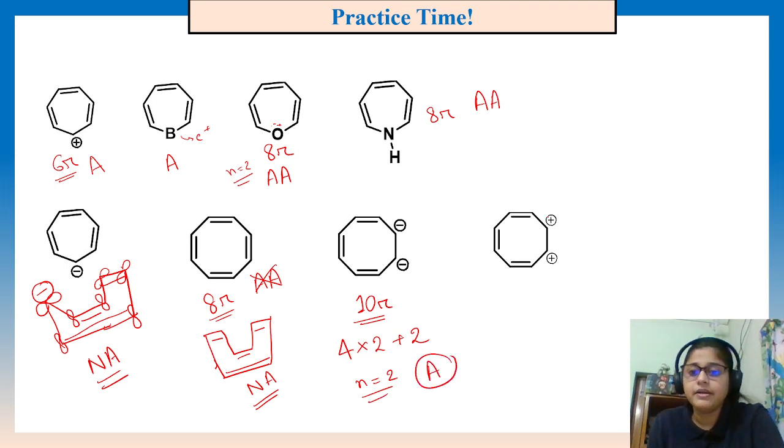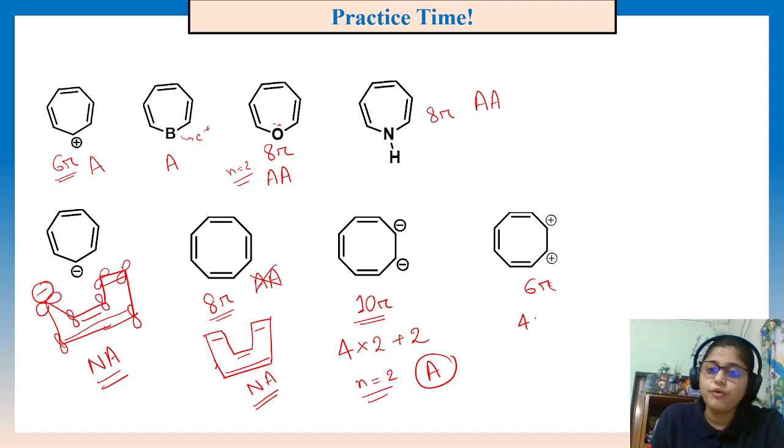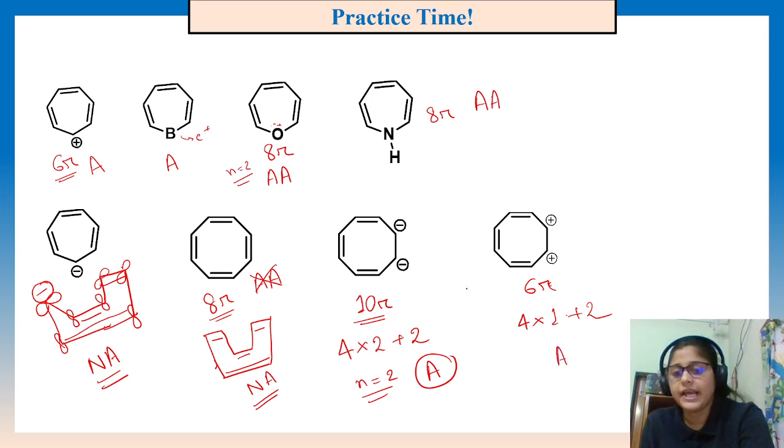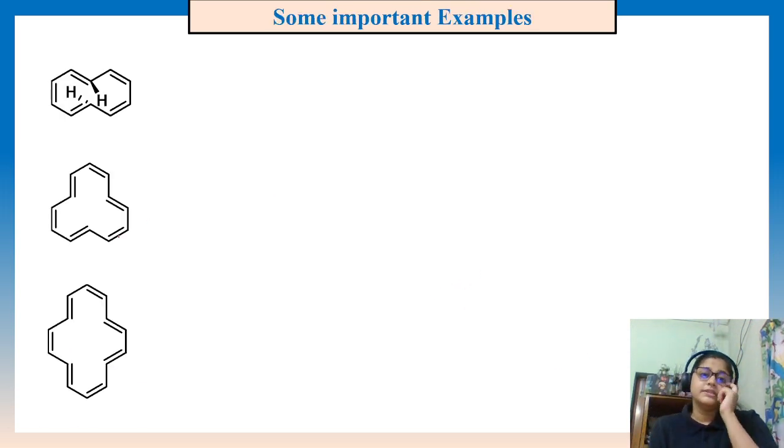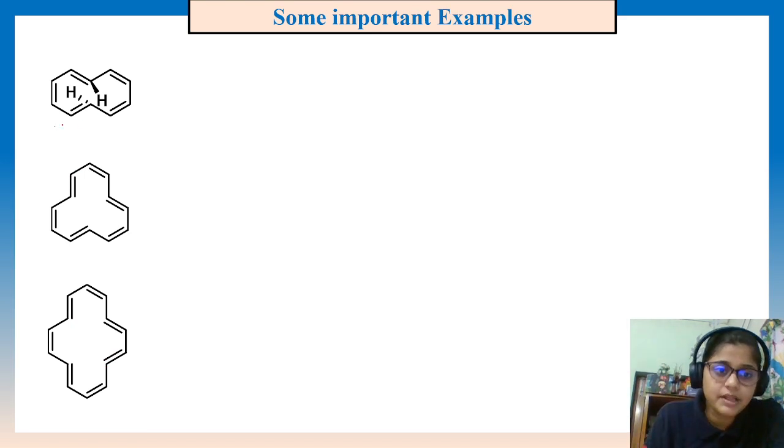Aromatic. Here 1, 2, 3, 4, 5, 6, 6, 5. Positive charge, whole conjugation, and it is planar. Okay. So 4 into 1 plus 2. Okay. So 6, 5. It will be aromatic again. Next. This is a very important example.